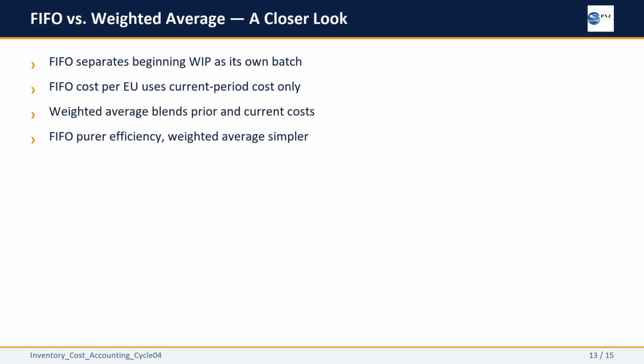Weighted average, by contrast, combines beginning WIP costs with current period costs and divides by total equivalent units, including work done in prior periods. It is simpler to calculate and smooths cost fluctuations, but it blurs the line between this period and the last. Most clients choose based on whether they prize precision or simplicity.